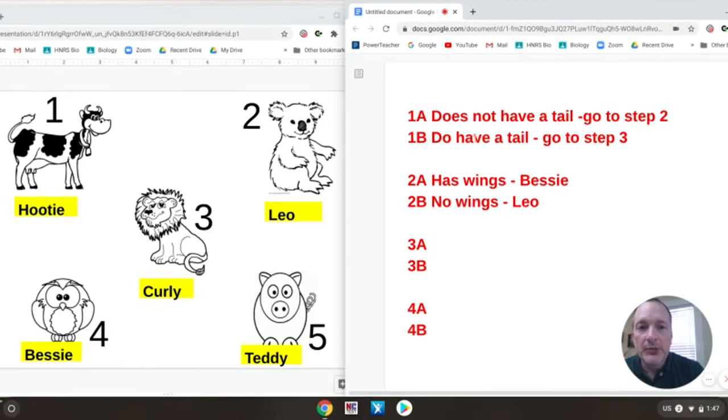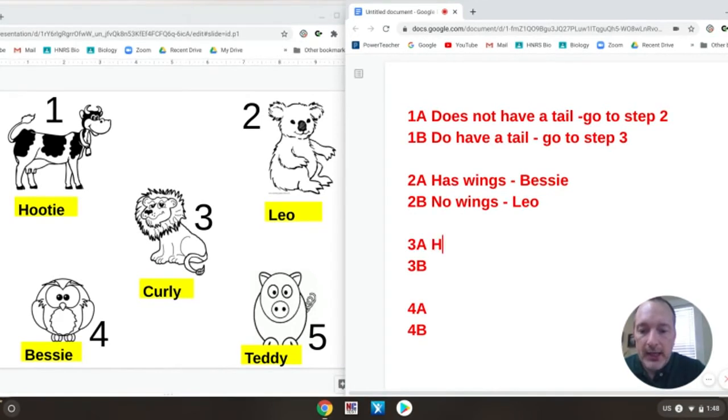So now I'm done with the 2 that did not have a tail. And since I told the ones that did have a tail to go to step 3, now I'm going to skip all the way down to step 3 and start dealing with the ones that do have a tail. Now, there's 3 of them, so there's no way I can name all 3 of them in this step. If you're dealing with more than 2, you can't name them all there in that one step. So what I have to do is name one of them and send the other 2 down to the next step to be named. So all you've got to do is pick out something that kind of stands out about that particular animal and use it to name it.